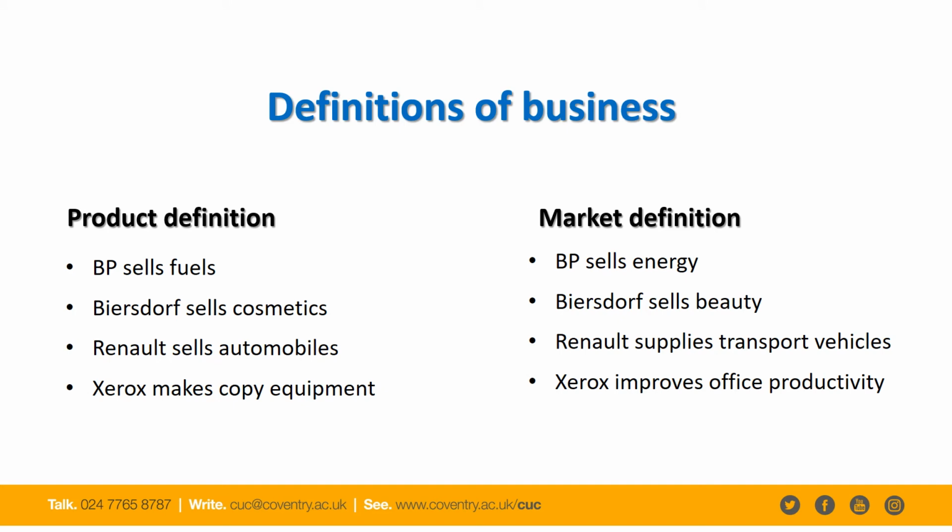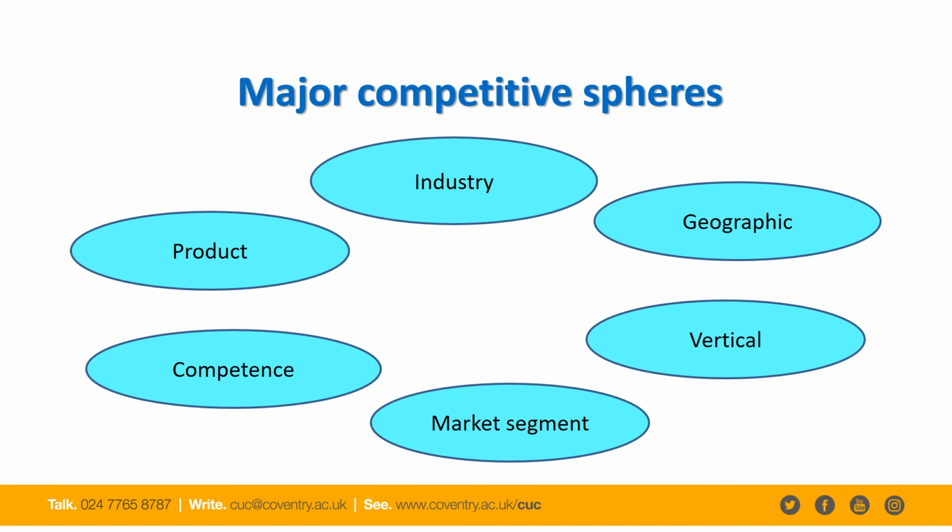Definitions of businesses include: BP sells fuels, Renault sells automobiles. In terms of the market definition, BP sells energy, or Renault supplies transport vehicles, for example. Major competitive spheres: you must take into consideration various elements, which include the industry, the geographic, vertical, market segmentation, the competencies of that industry, and the products, and how competitive it is as well.